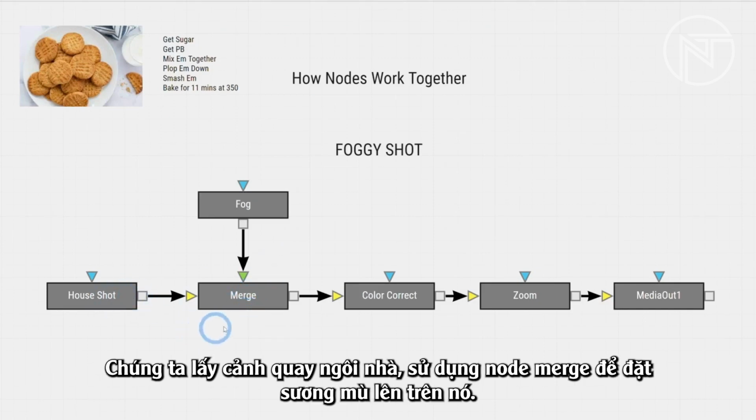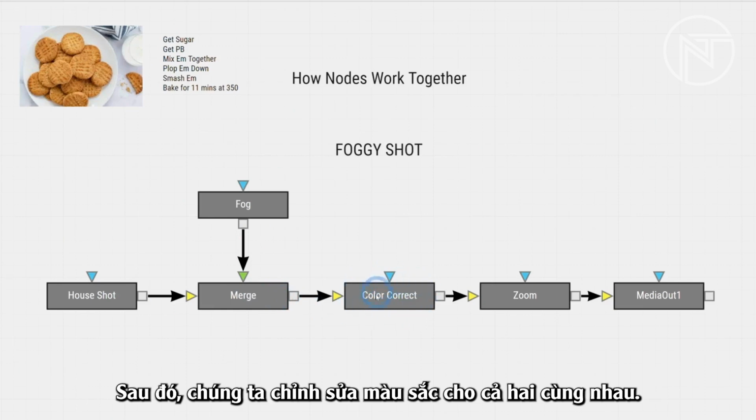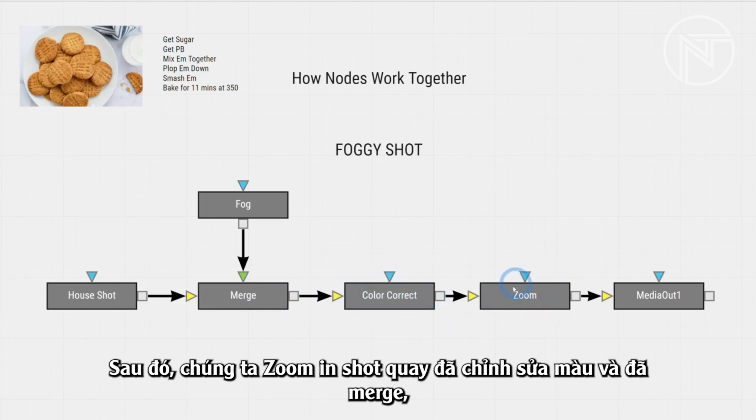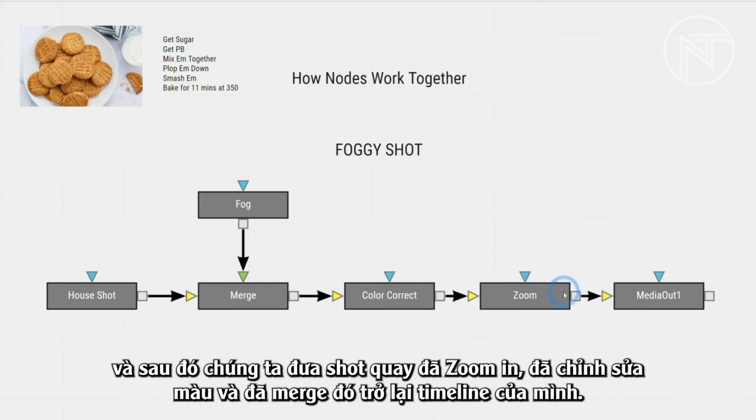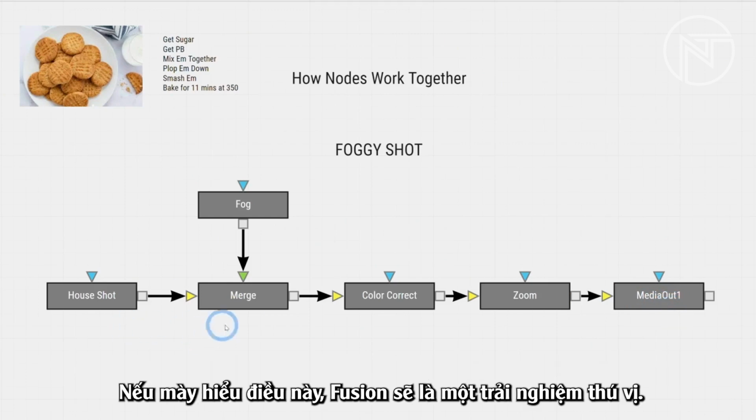So now this is our template for the foggy shot. We take the shot of our house, use the merge node to put fog over it. Then we color correct both of those together. Then we zoom in on the color corrected merged shot. And then we put that zoomed color corrected merged shot back into our timeline. If this makes sense to you, Fusion is going to be a lot of fun.